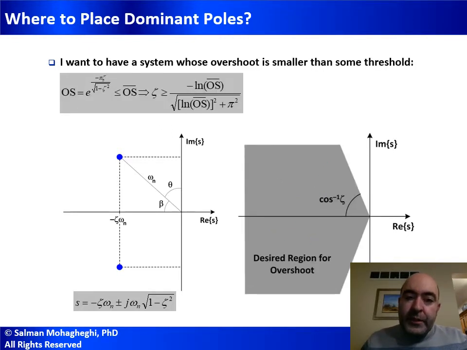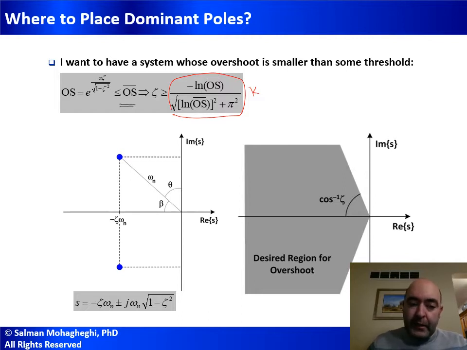And finally, we can extend that analysis for situations where we have a system and we want its overshoot to be less than a particular threshold. So imagine I have a system and I have a target overshoot of OS bar, and I want to make sure that I never exceed that percentage of overshoot. If I solve that equation for zeta, it will tell me that zeta has to be greater than this value, this number. Let's call this number k. So zeta has to be greater than k.